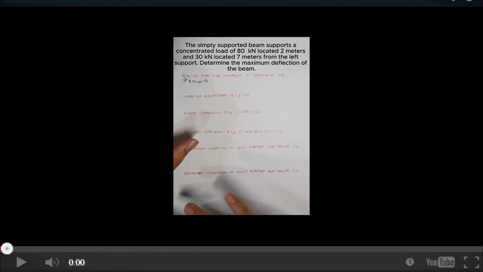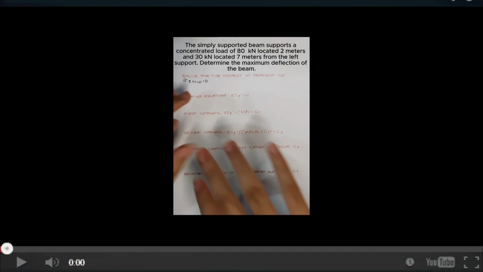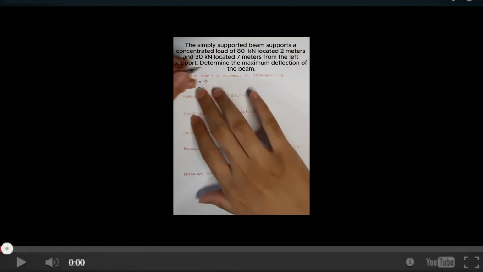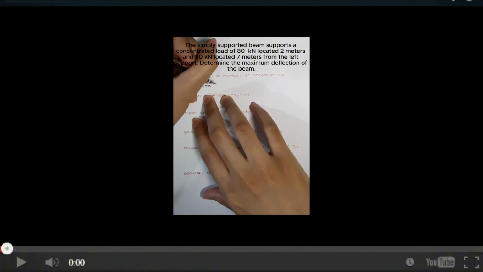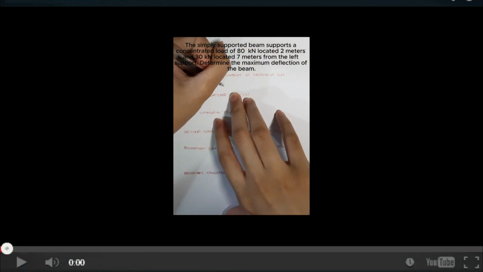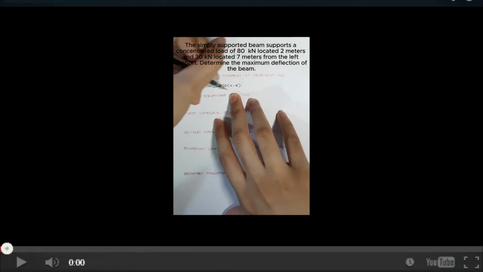Based sa ating section, magmo-moment tayo papunta sa right. So for the value of AY, that is 73, with a distance of x, it is positive since yung arrow ng AY is pataas, and papunta siya sa right, so it is clockwise. Then negative 80 with a distance of x minus 2. So yung 80 naman, it is negative since papaba yung arrow papunta sa right, so it is counterclockwise.